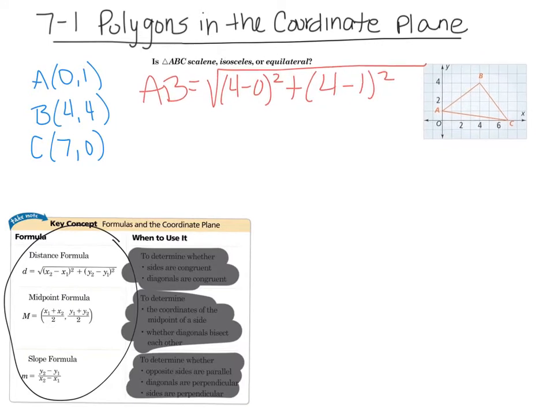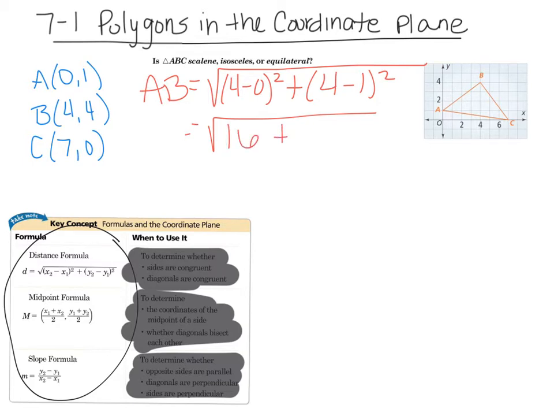4 minus 0 is 4. 4 squared is 16. Plus 4 minus 1, 3 squared is 9. This is the square root of 25. So the length of AB is 5.